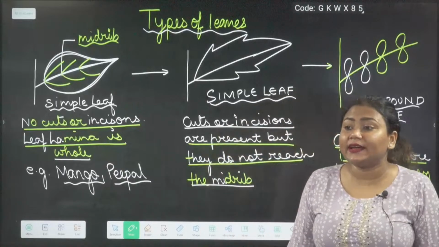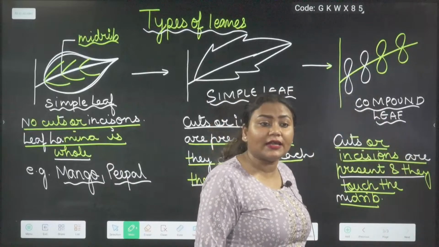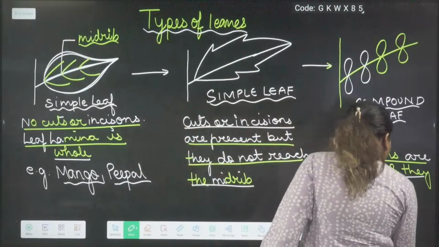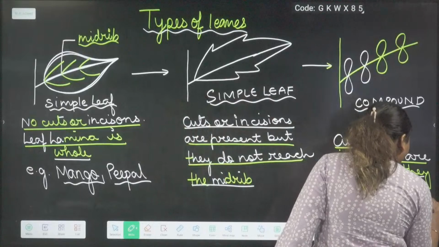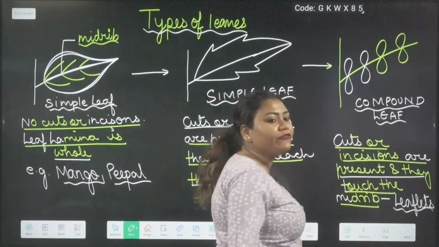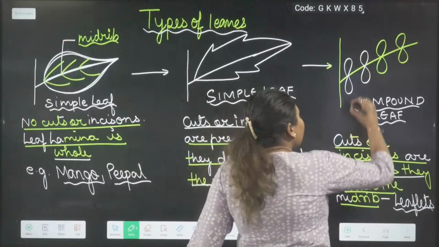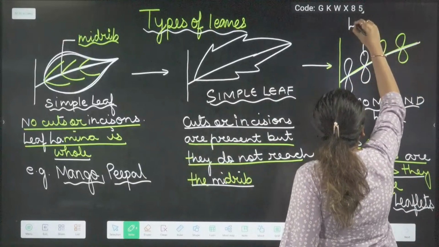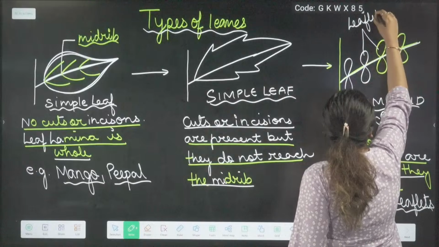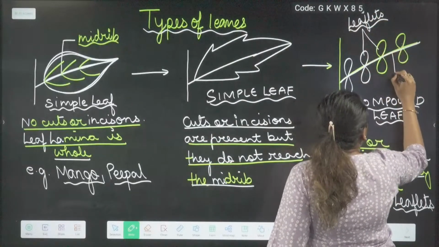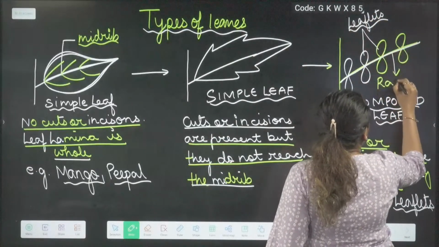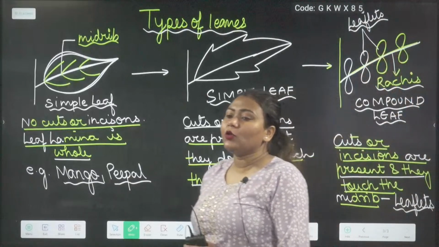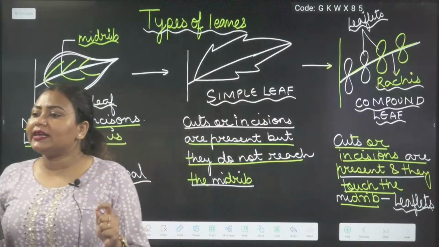So what is it generating? What is a compound leaf generating? A compound leaf is generating your leaflets. A compound leaf is forming what? Leaflets. This was your midrib, but now I have cut the leaf in such a way that it is reaching the midrib. Now when leaflets are generated, this midrib will be known as rachis. What will it be known as? Rachis.